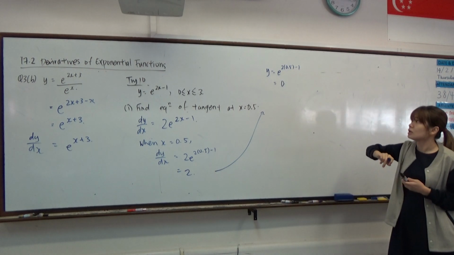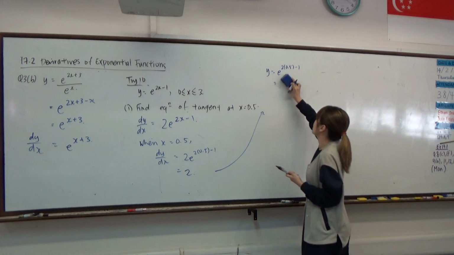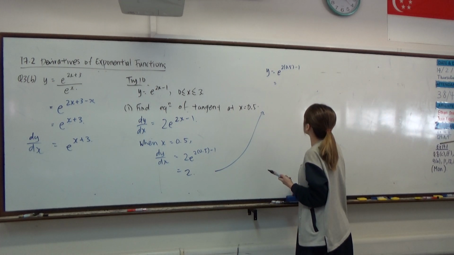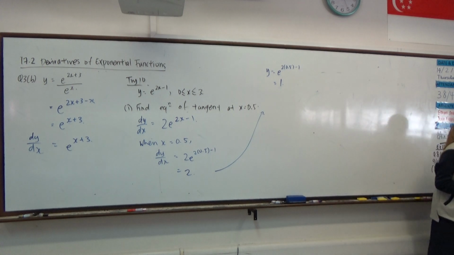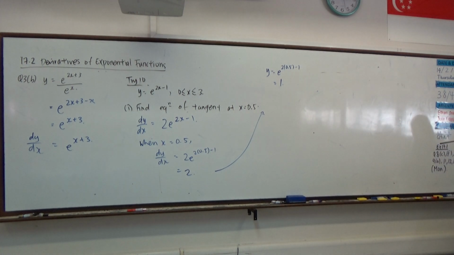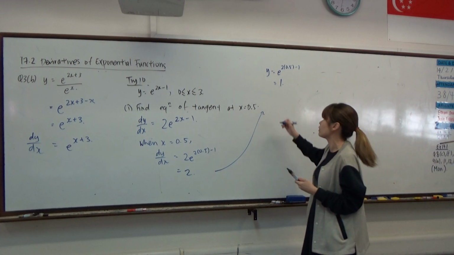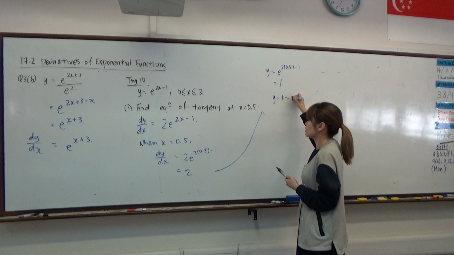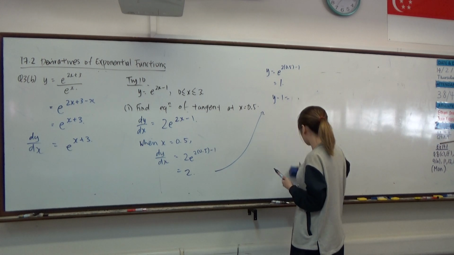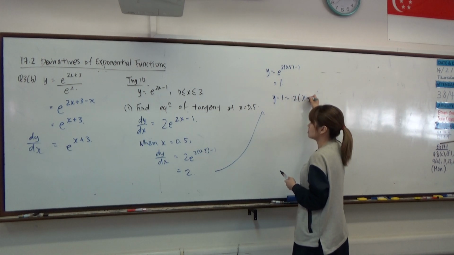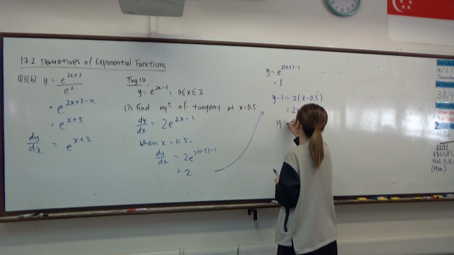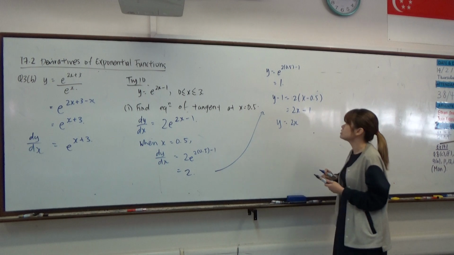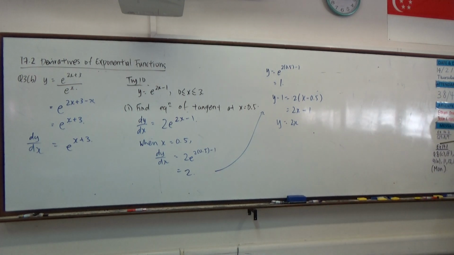So 2 to the power 2 minus 3, so 1. Okay? It's 1. So therefore the coordinates at that point A will be (0.5, 1), and then after that we can find the equation. So the equation of the tangent will be y equals 2x.